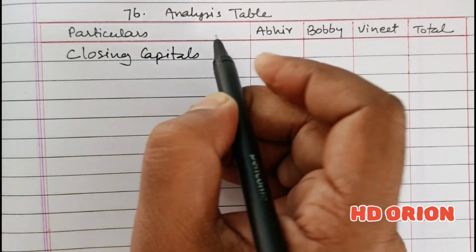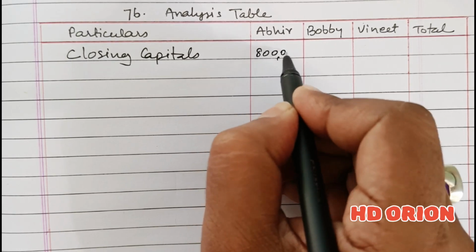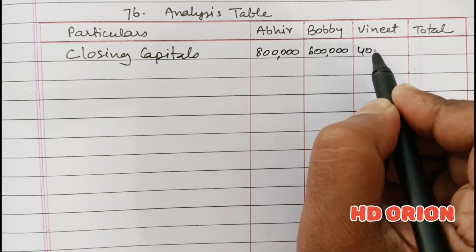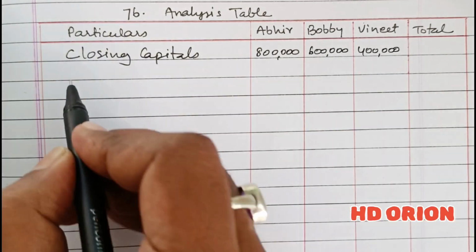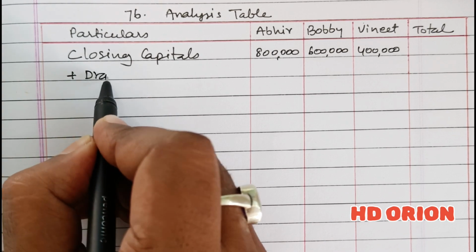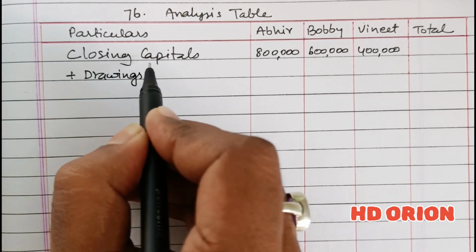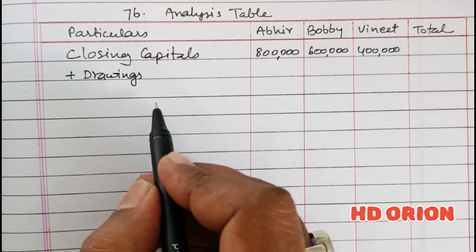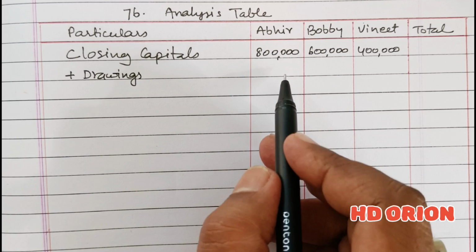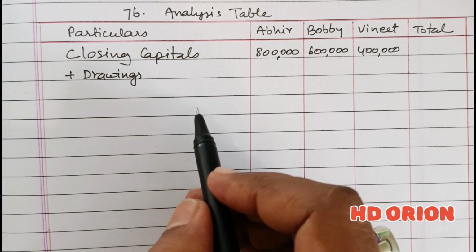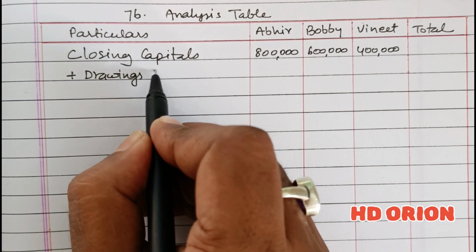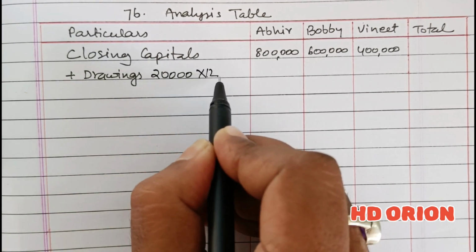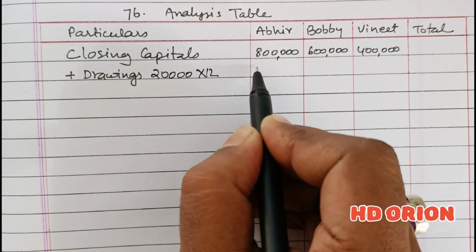Closing capitals of partners are as given in the question: rupees 8 lakh, rupees 6 lakh and rupees 4 lakh. To this we will add drawings, because it is closing capital, so drawings need to be added back to calculate opening capitals. About drawings, it is said for Abhir that he has withdrawn 20,000 rupees every month. So for 12 months, Abhir's drawing is rupees 2,40,000.